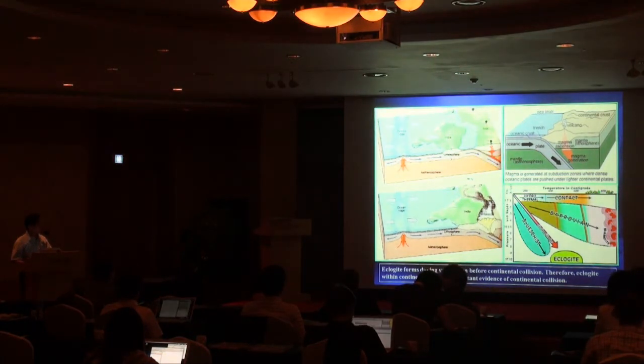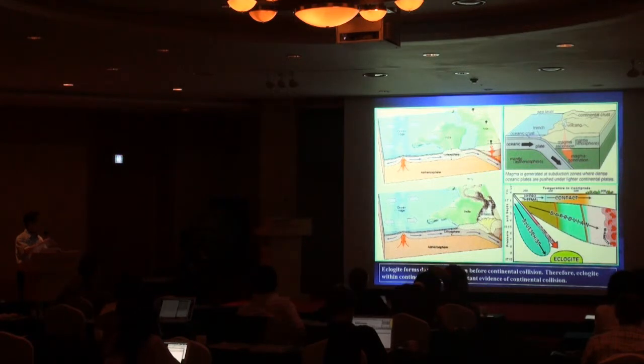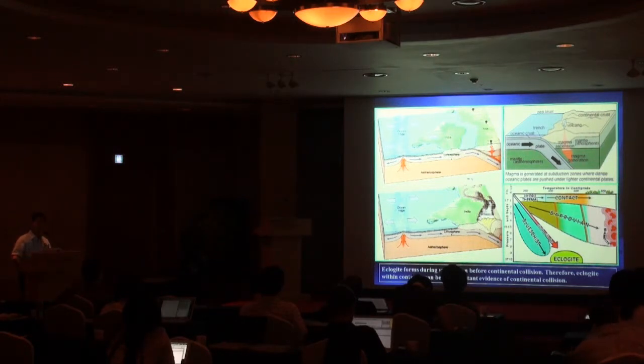Before I start my talk, I briefly explain the importance of eclogite. This is a cartoon for the collision between India and the Asian continent. Before collision, there was subduction of oceanic crust. Eclogite formed only in the subduction area. And during or before collision, the eclogite moved up to the surface. So if we find eclogite within the continental crust, it means there was a continental collision.